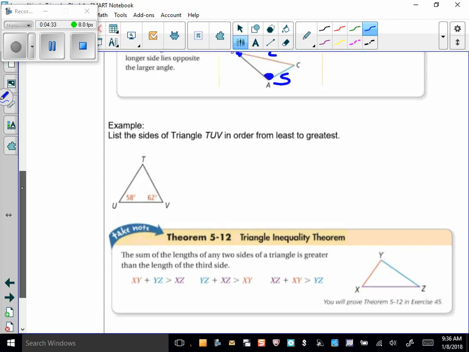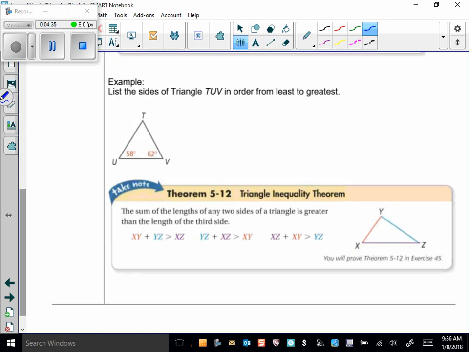Okay, so here's an example for us. List the sides of the triangle TUV in order from least to greatest. Well, the first thing we need to do, since we don't know any side lengths, is figure out what all the angle measures are. And let's see, so we've got 58 and 62, that's 120, which means this angle here measures 60 degrees. All right, so 62 is the largest of the angles, so that's going to be my long side.